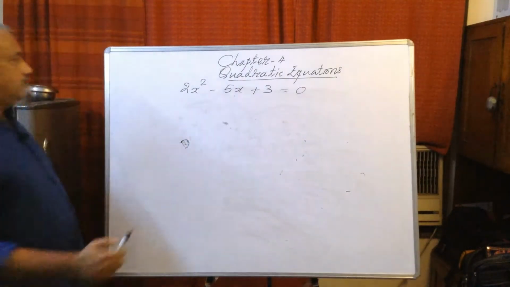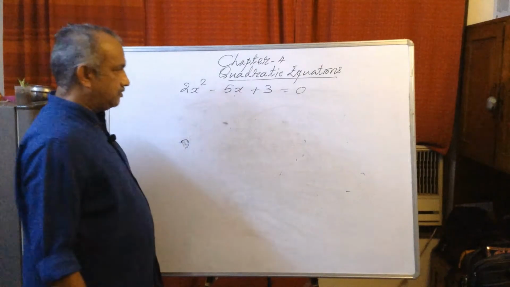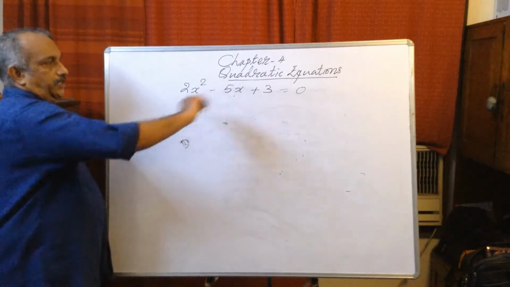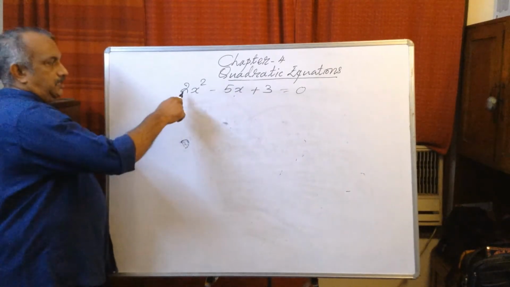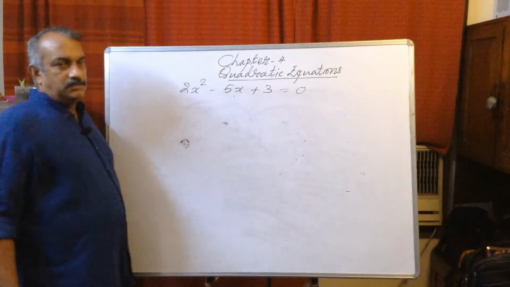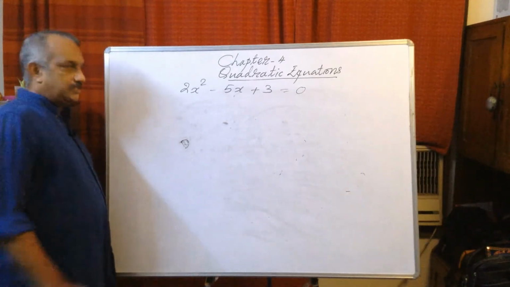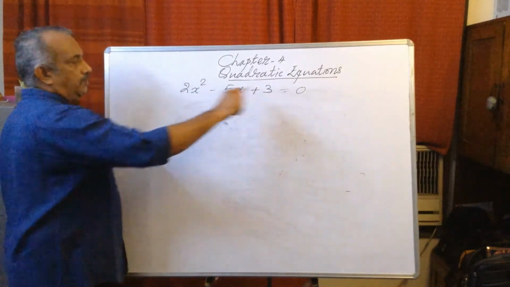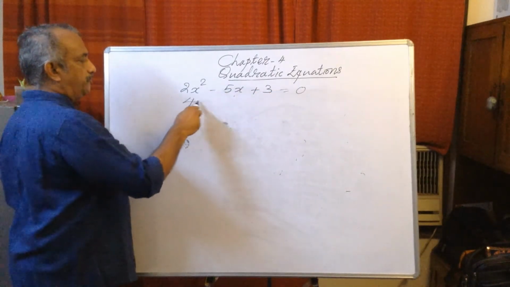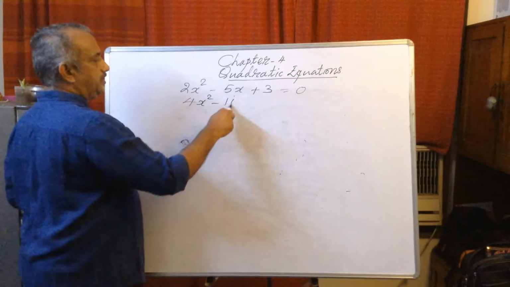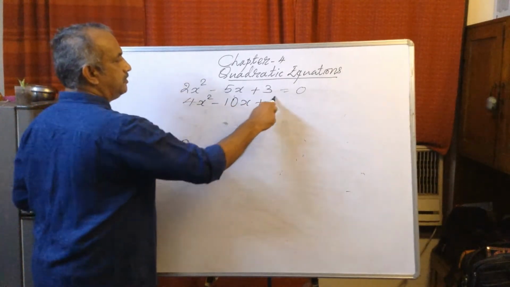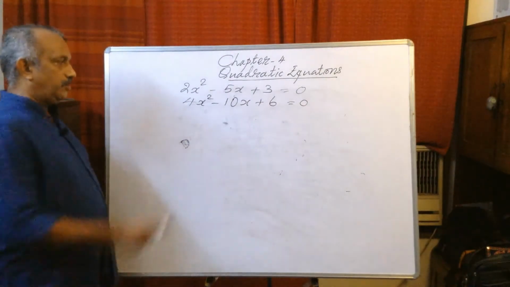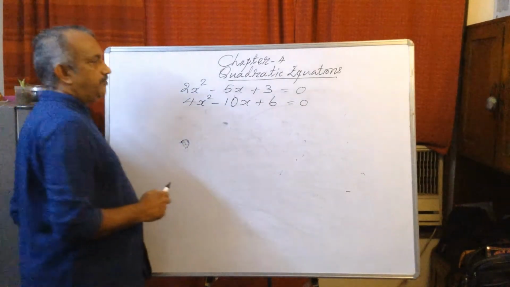Learn it also. So we have to solve this question. First you have to make the coefficient of the square of the variable a perfect square, and it can be done by either dividing by 2, then the coefficient will become 1, and 1 is a perfect square, or you can multiply throughout by 2, then it will become a perfect square. So I am going to multiply throughout by 2. So 4x square minus 10x plus 6 is equal to 0. Now the coefficient of the square of the variable is a perfect square.